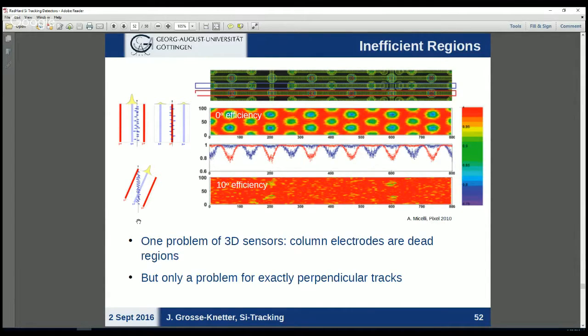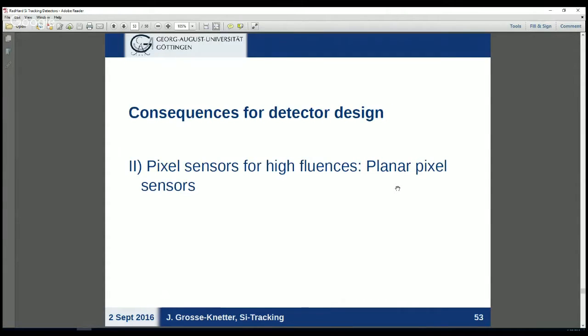For particle physicists, it's easy to make sure you have some sort of inclination with respect to your traversing particle, and they only hit a small portion of your electrodes, which means you're fine. So that makes you survive, and that's what you see in the bottom plot. With a 10-degree inclination, you have only a very shallow decrease in efficiency. So that works out.